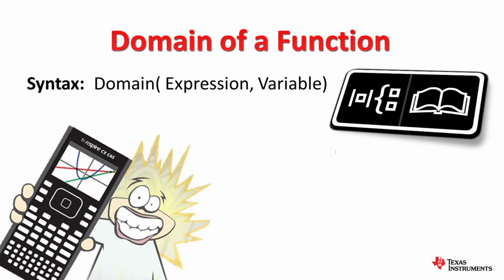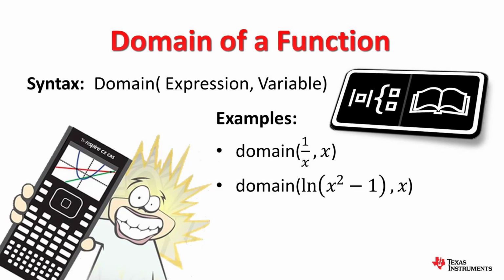In this short video, we will look at showing you how the domain command can be used to find the maximal domain of a function. The syntax is domain, open bracket, the expression, comma, the variable. So if you've got a function of x, for example, your variable will be x. The expression can be obviously an expression, or it can be a function that's been defined or assigned.